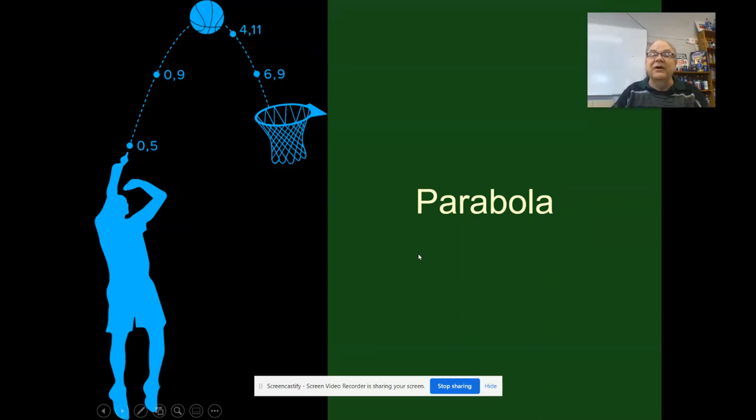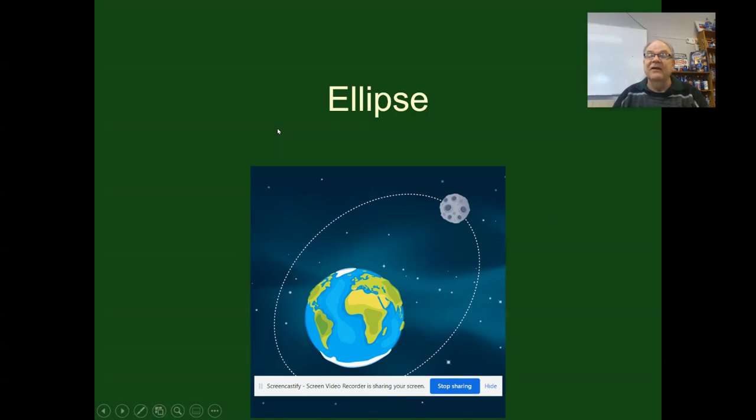Earlier this year, we learned about parabolas that have like a U shape or an upside down U shape. The biggest application of parabolas is in problems that involve gravity in different ways. And you can picture if somebody's shooting a basketball, it goes up, it comes down, and it makes that parabola shape. The third conic section is what we call an ellipse. An ellipse is like an egg shape, an oval shape. And one of the biggest applications of it is that the orbits of all the heavenly bodies, like the moon in this picture, or all of the planets, orbit in an elliptical shape.